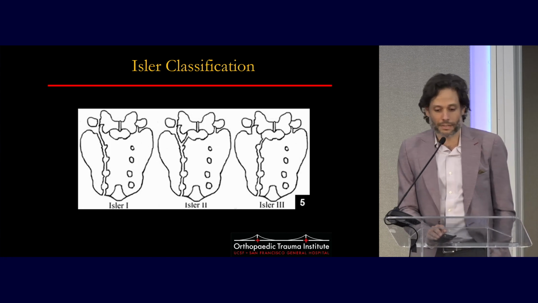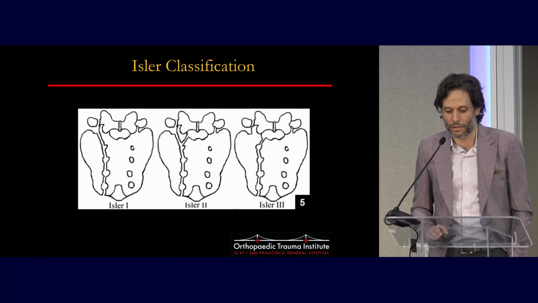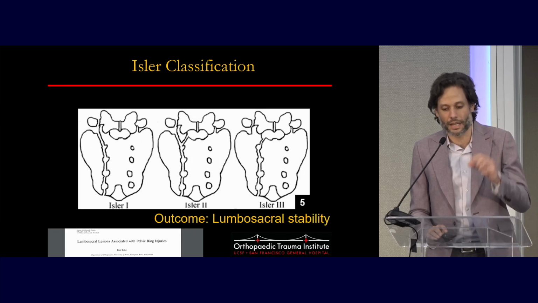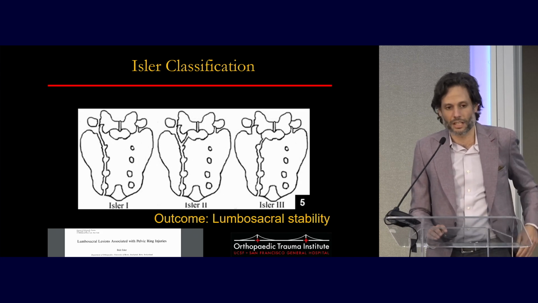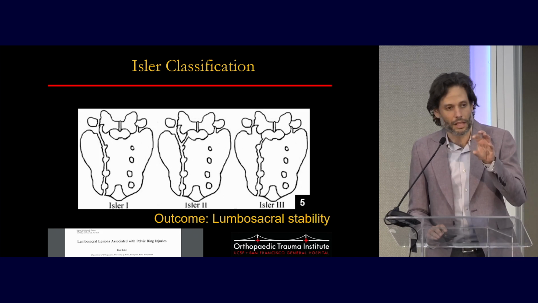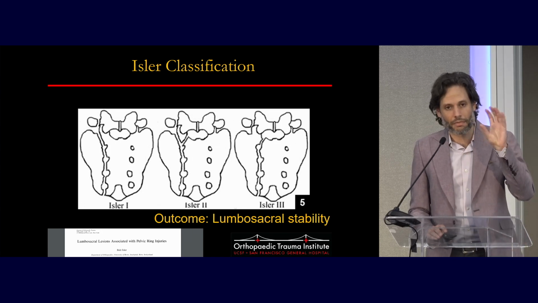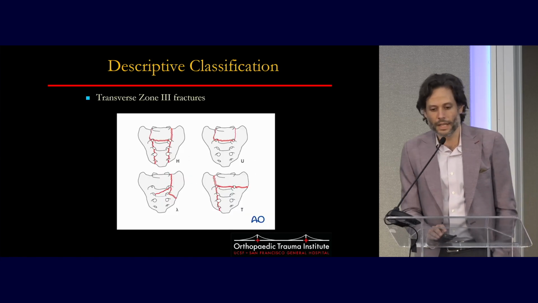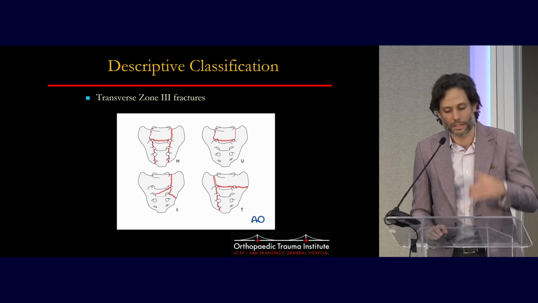The Isler classification looks like it's describing the same thing, but the outcome being looked at is lumbosacral stability and what's happening with the superior articular facet. This is easy to overlook because you just see a comminuted pattern, but if that superior articular facet of S1 is displaced, that patient is going to have consequences long-term, and it may be worth considering a fusion earlier. And then we have our descriptive classification for the fractures that have a transverse component.